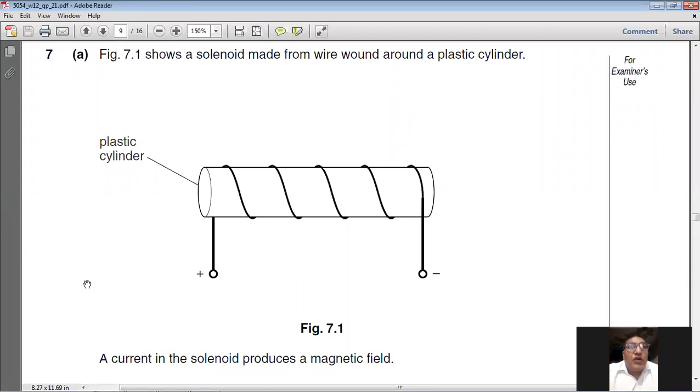Figure 7.1 shows a solenoid made from wire wound around a plastic cylinder. Here you have a plastic cylinder and you have wound a wire around it. Here you have connected it with the positive terminal, and here with the negative terminal. So the current will flow from here, and from this side the current will go down and up. From this front side it will go down.